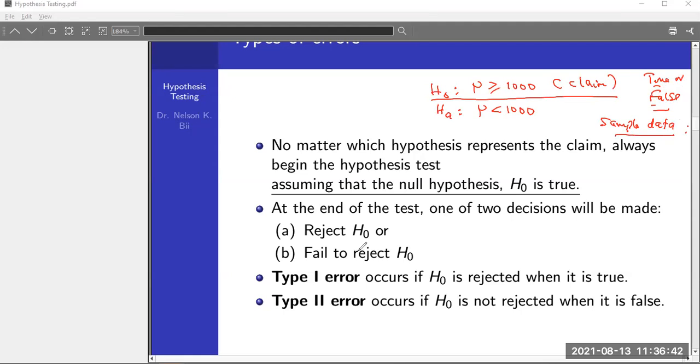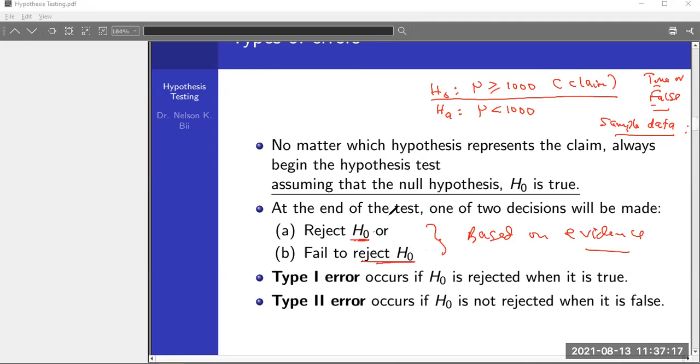On the basis of that, we shall now say that the null hypothesis is rejected, or we fail to reject the null hypothesis. This is based on evidence. That's why we are not talking about accepting the null hypothesis, or accepting the alternative hypothesis. We say we reject the null hypothesis, or we fail to reject the null hypothesis if it is true.